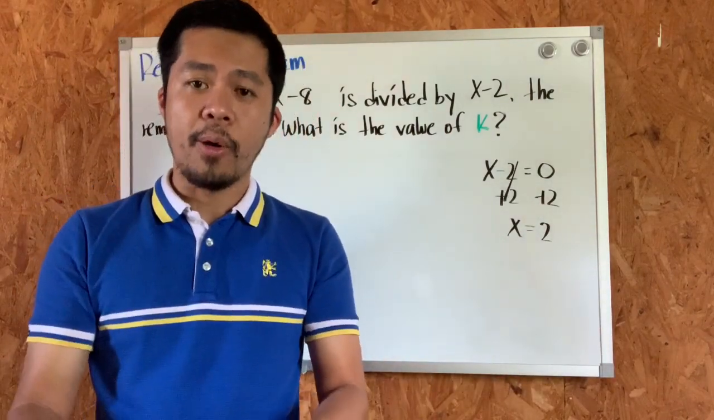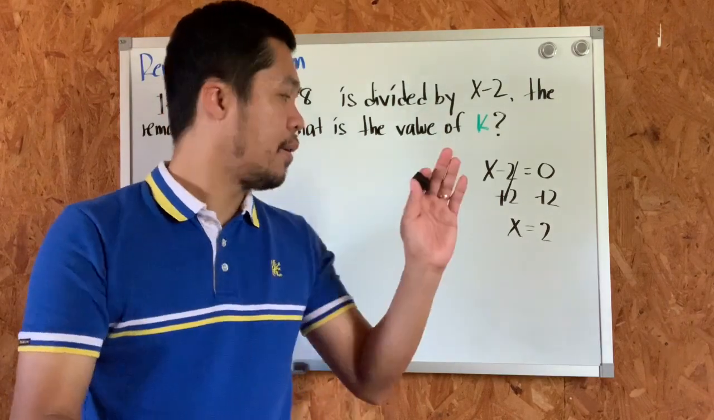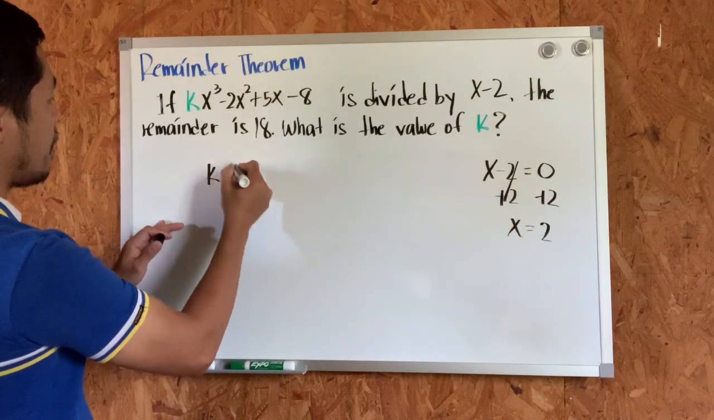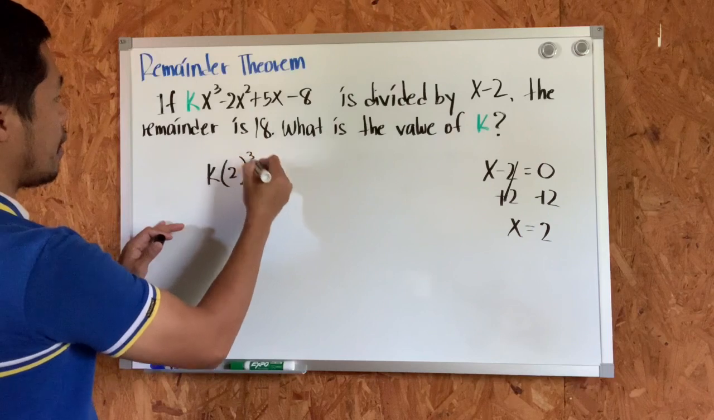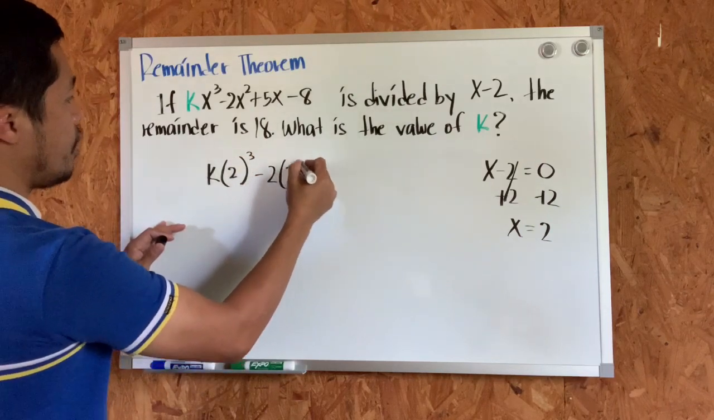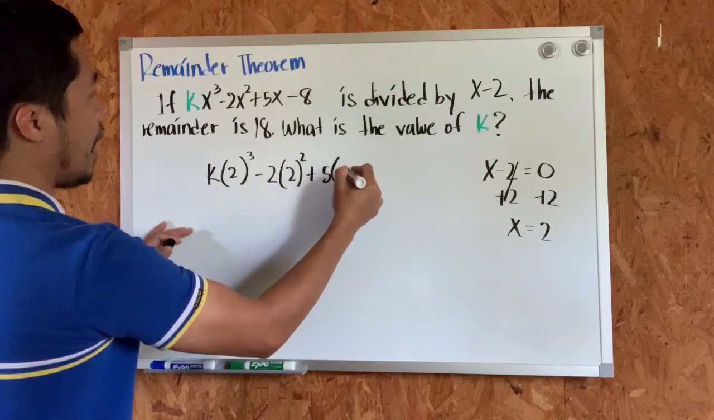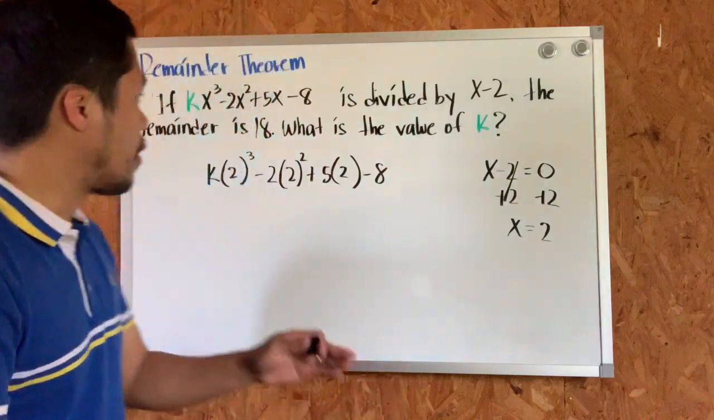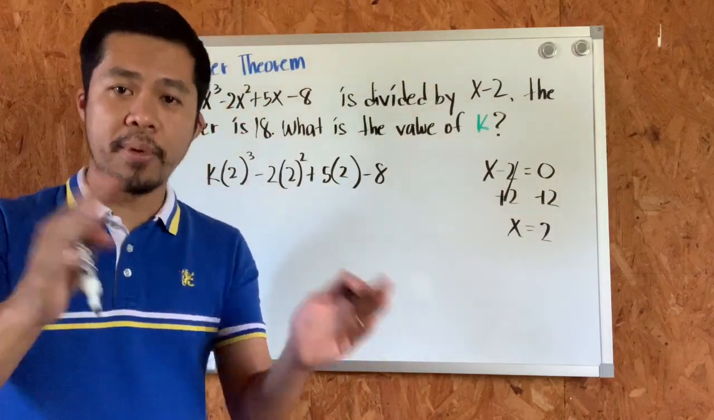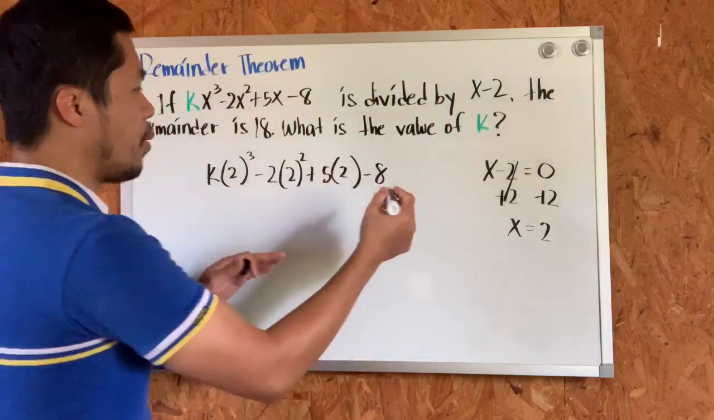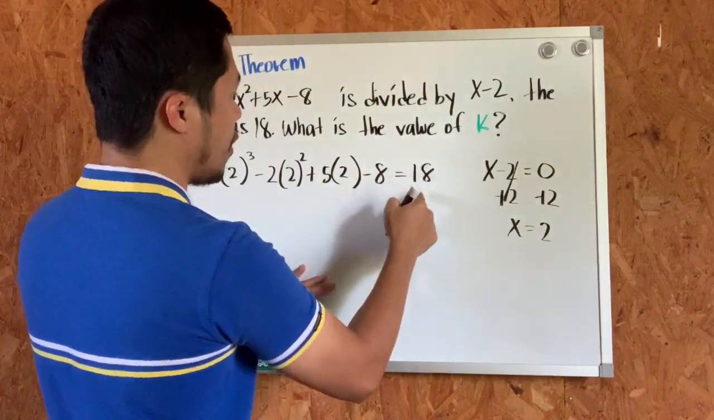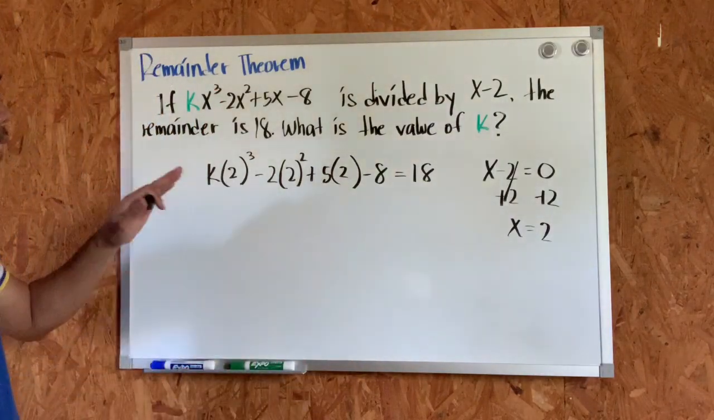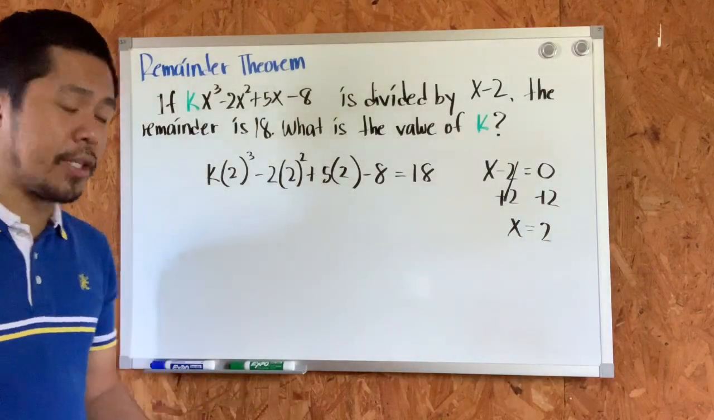And then, again, we will replace all of the x's by the value of x, which is 2. So this will be equal to k(2) raised to 3, minus 2 times 2 squared, plus 5 times 2 minus 8. Again, since the remainder according to the problem is 18, if you remember the remainder theorem, we'll apply that, this will be equal to 18. Take note that 18, again, is the remainder. So we have now k here as our remaining variable. We will solve for that.